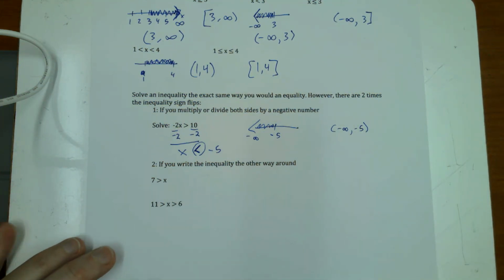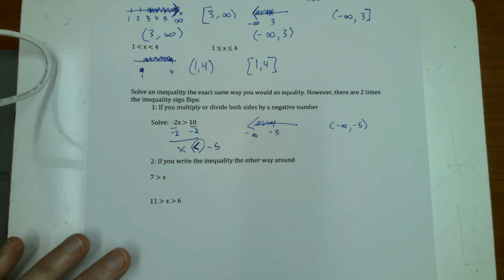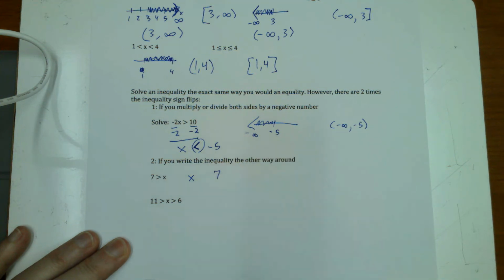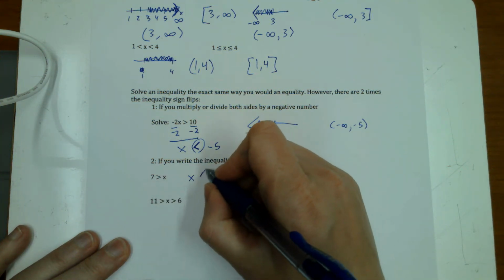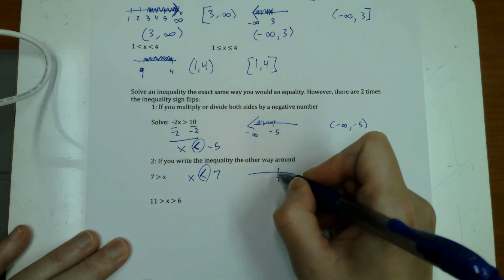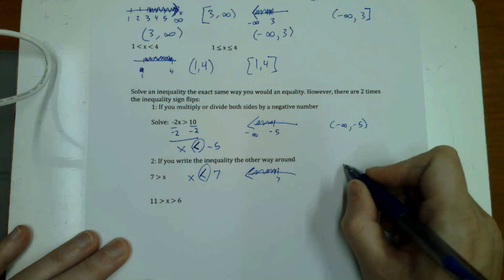The other case we see less often is if we write the inequality the other way around. I like to always have the X on the left. I think it's just a little easier. So if I want to do that rewrite, my inequality sign will flip-flop. And again, if I'm less than 7, that means I'm on the left.